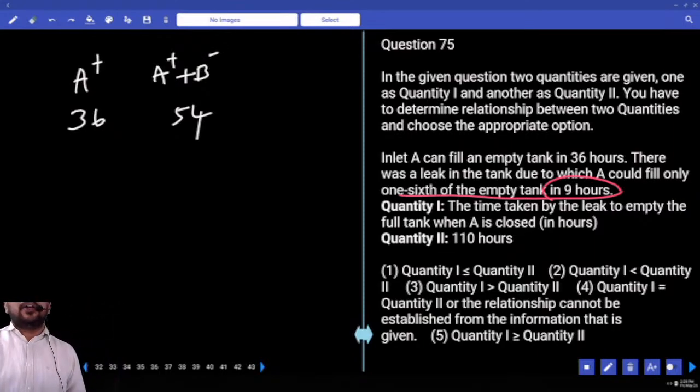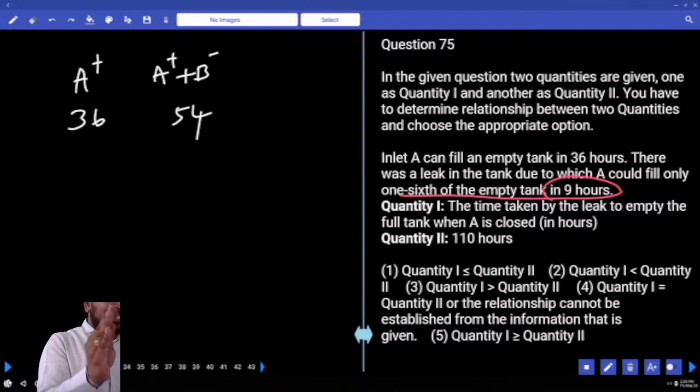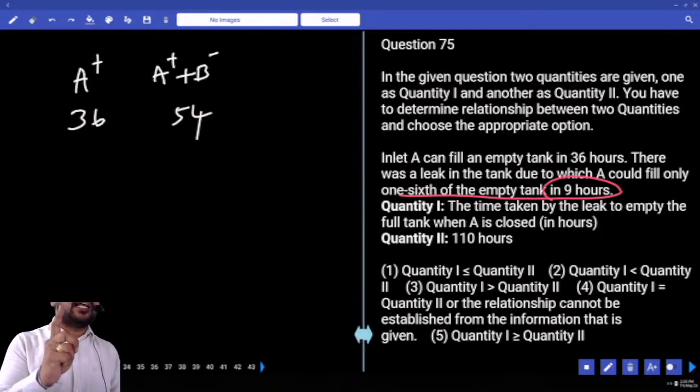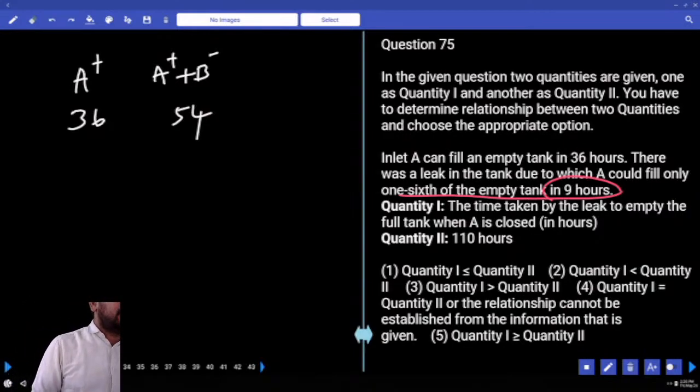Are you clear or not? 1/6th part in 9 hours, so the total tank is 6 times 9, which is 54. If A alone is there, it will take 36 hours to fill the tank. With the leak, it will take 54 hours. The leak we also consider as a pipe, that is B pipe. Now we need B alone.